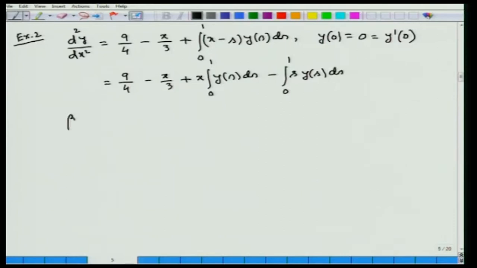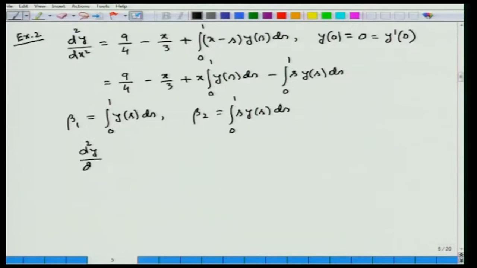Now, if we define two unknown quantities, beta 1, which is defined by integral 0 to 1 y s d s, and beta 2 is equal to integral 0 to 1 s y s d s, then the above differential equation becomes d 2 y d x 2 is equal to 9 by 4 minus x by 3 plus beta 1 x minus beta 2, with the initial conditions y 0 equal to 0 equal to y dot 0.